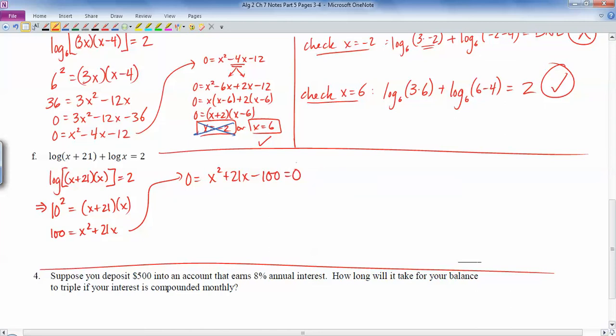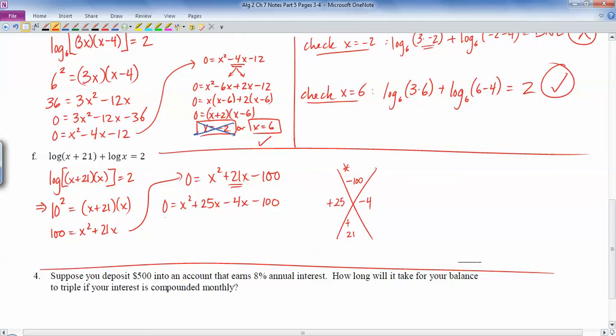So if you can factor it, great. If not, use this x method. It's got to multiply to 1 times negative 100. It's got to add to 21. So let's see. That'll be positive 25 and negative 4. So that'll split the middle term. x squared plus 25x minus 4x minus 100. I wrote 0 twice there.